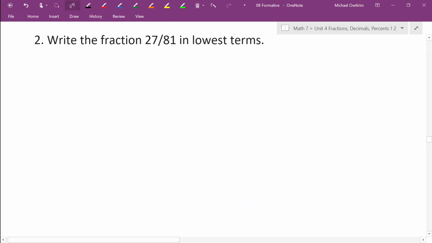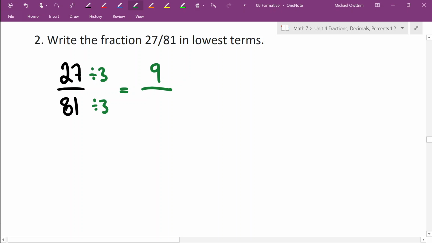In question 2, it's the same idea. We've got our 27 over 81. Neither of those divide by 2, but both of them do divide by 3, so we can go ahead and divide top and bottom by 3. 27 divided by 3 is 9, and 81 divided by 3 might be a little bit trickier for you to do. Of course, never be afraid to long divide if you need to. 81 divided by 3. 3 goes into 8 2 times, making 6. And 3 goes into 21 7 times.